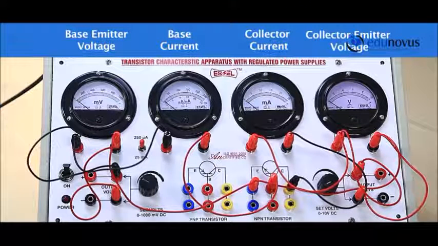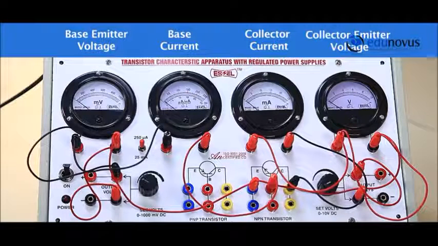We will first take the measurements to study the input characteristics of the NPN transistor in common emitter mode. A graph between the base emitter voltage VBE on the x-axis and the base current IB on the y-axis for a constant collector emitter voltage VCE is called the input characteristic of the transistor in common emitter mode.